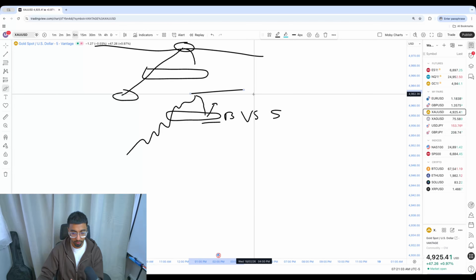Does that make sense? Okay, so what fair value gaps are is basically voids in the markets where there was only buyers or only sellers, and the market has to come back into that void to obviously balance out the markets.